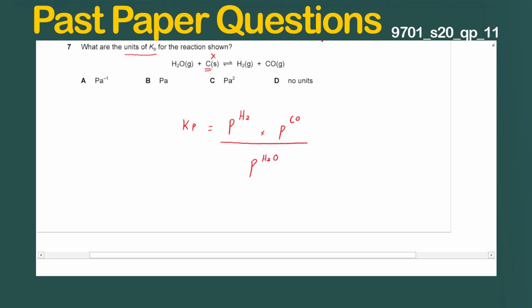That is H2O in the gaseous state. Pressure has the unit Pascal. Pascal into Pascal divided by Pascal, because all the reactants and products have only 1 mole. By simplifying this, we get this one. That is actually the B option. All right.